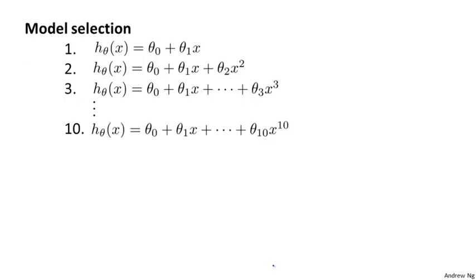Now let's consider the model selection problem. Let's say you're trying to choose what degree polynomial to fit to data. So you choose a linear function, a quadratic function, a cubic function, all the way up to a 10th order polynomial. So it's as if there's one extra parameter in this algorithm, which I'm going to denote D, which is what degree of polynomial you want to pick. So it's as if in addition to the theta parameters, there's one more parameter D that you're trying to determine using your data set.